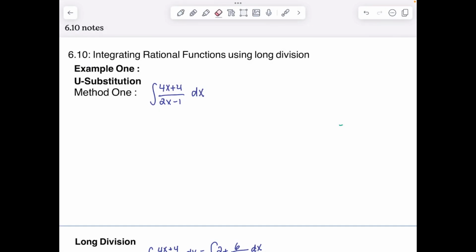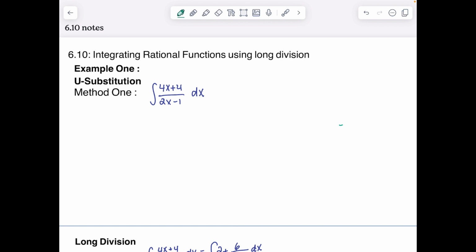Hi everyone, welcome to integrating rational functions using long division. Today that is what we're going to do. We're going to learn a new technique, but this technique also sometimes is in place of u substitution. So we're going to do a review of u substitution. I'm just going to show you how u substitution works for this problem and then how integrating rational functions works. So as you look at this problem, we're going to use u substitution.